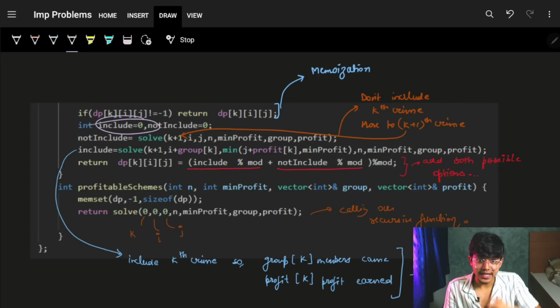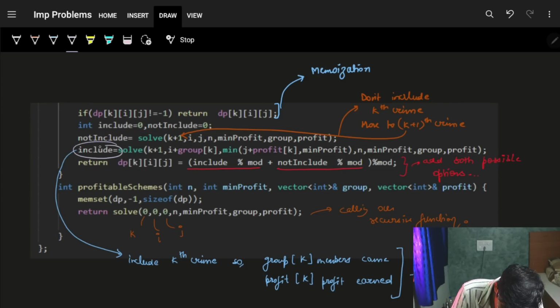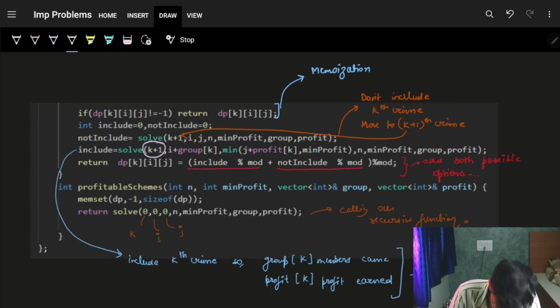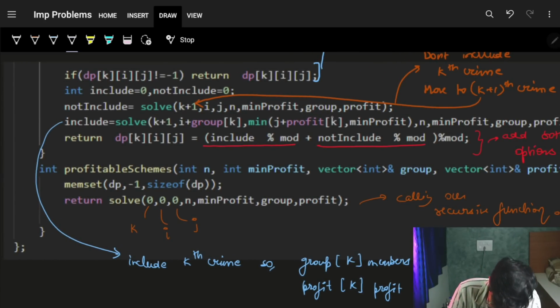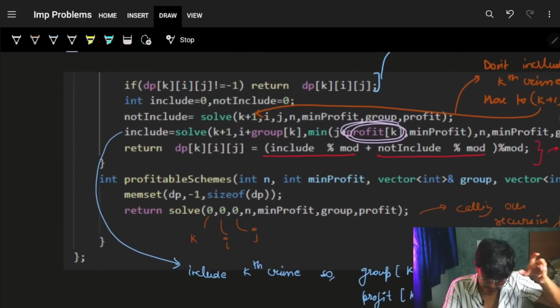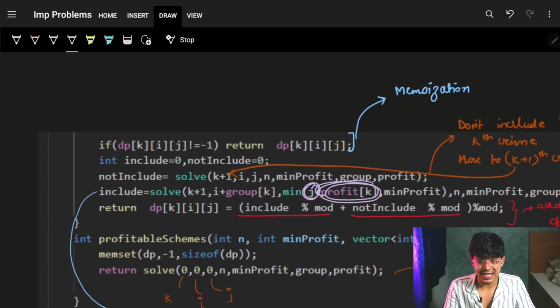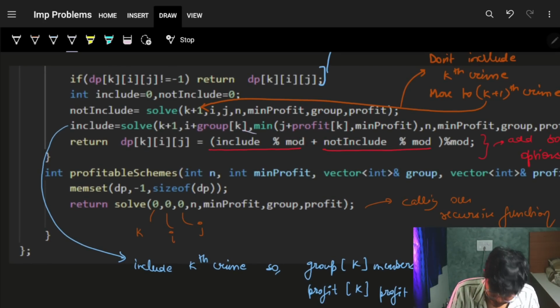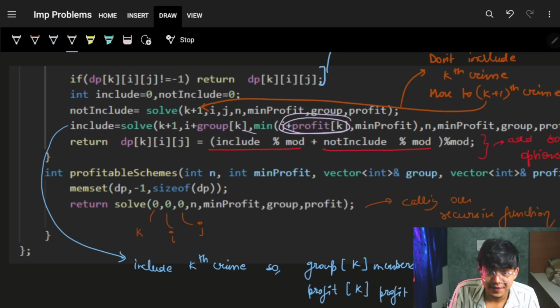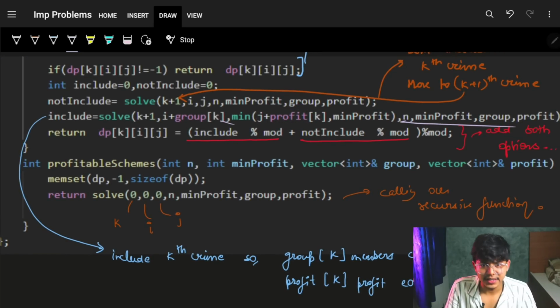What if I execute this crime, which means I include this crime in my actual crimes? Then you just go on to the next crime, but now the number of members will be the existing number of members plus the members of this kth crime which you did, which is group of k. And the profit will be profit of k plus the existing profit which you had, which was j. It is the new profit which you will get. I'll show you why it is a minimum, but for now, just remember it is the new profit. The rest of the things are exactly the same.